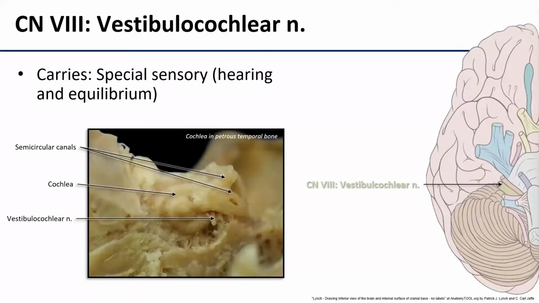Cranial nerve 8, the vestibulocochlear nerve, is named exactly for where it's going. It's going to the vestibule and the cochlea of the inner ear. It carries special sensation from the inner ear, which includes both hearing and equilibrium.